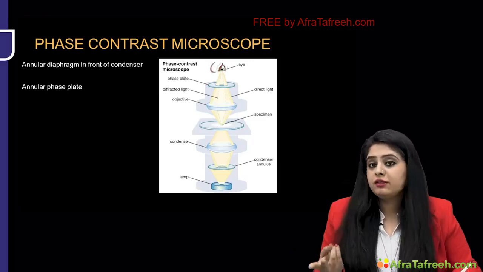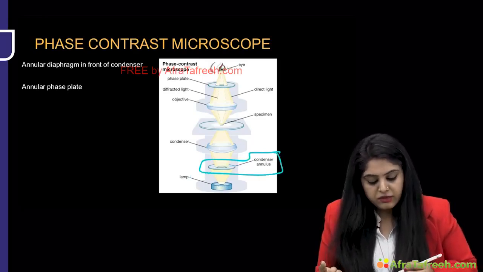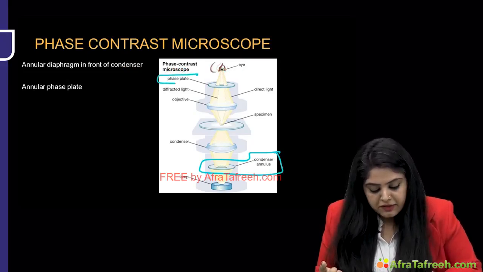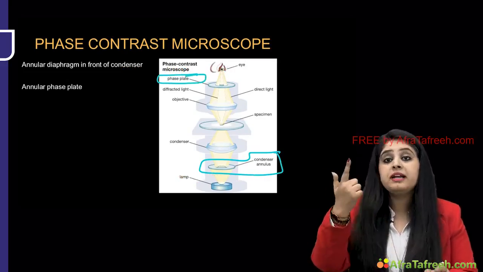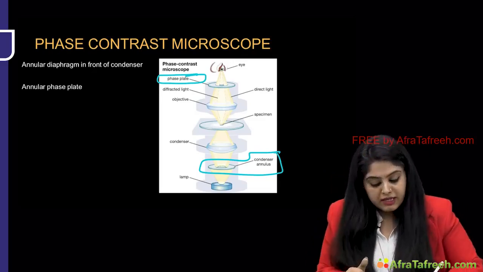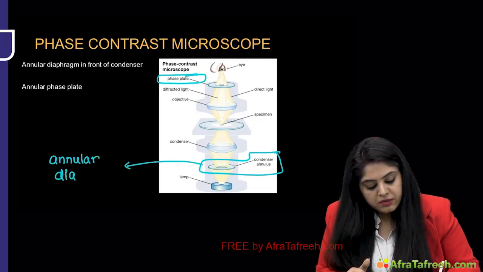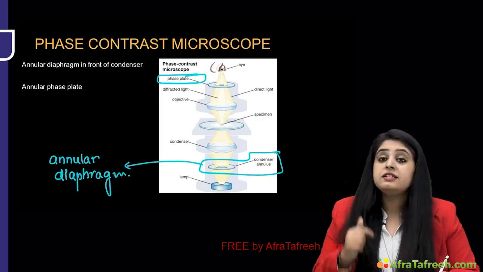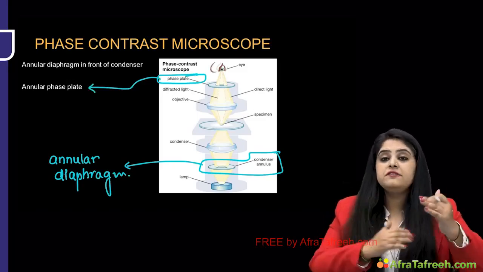I can see two things which are extra, if you noticed. There is something called the annulus, or the annular diaphragm, over here. And I can see there is a phase plate near the eyes. So something is added right at the bottom and something is added right at the top near my eyes. The one at the bottom is known as the annular diaphragm, whereas the one at the top is the annular phase plate, and these are creating differences in the phases.